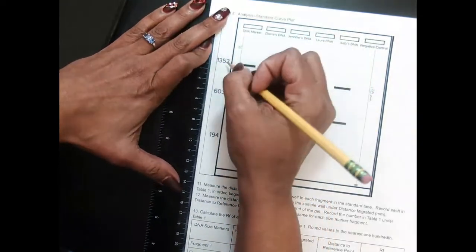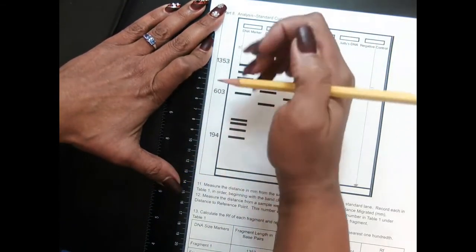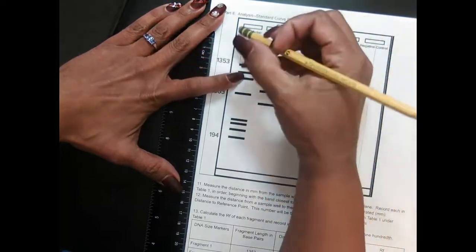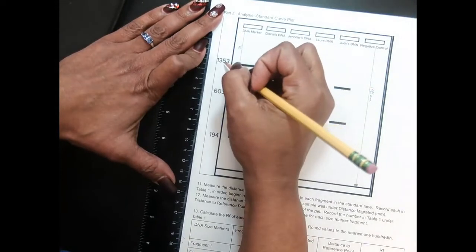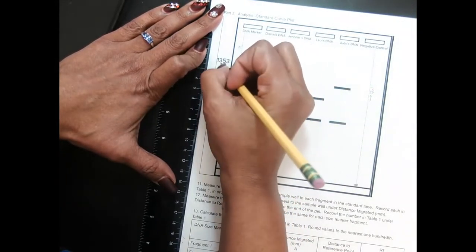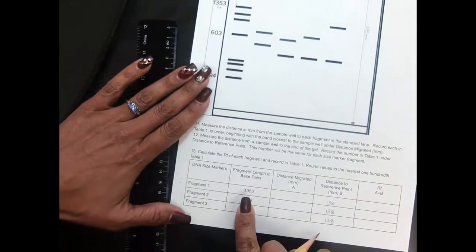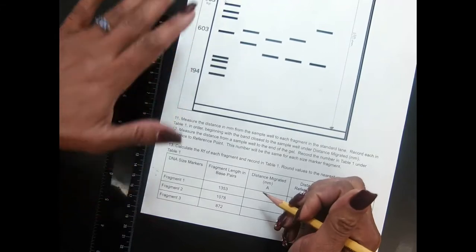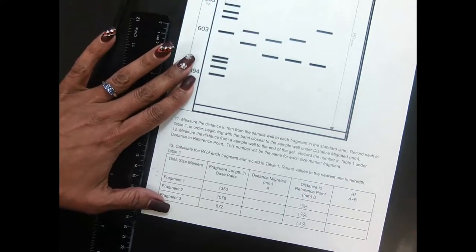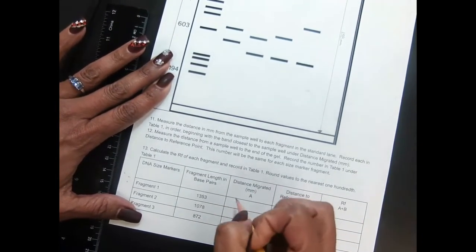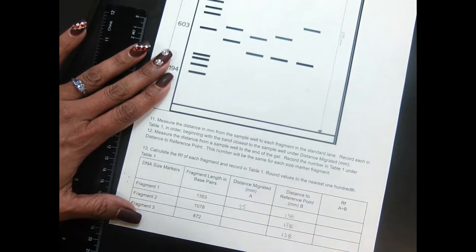That is for this particular base pair. Since I'm using a DNA marker here, these are known sizes of fragments. So these are known DNA fragments. When I'm looking at this, it is 1,353 base pairs. So I will place that down in my chart. How far it migrated is going to be here. So I'll put that in as 35 millimeters.